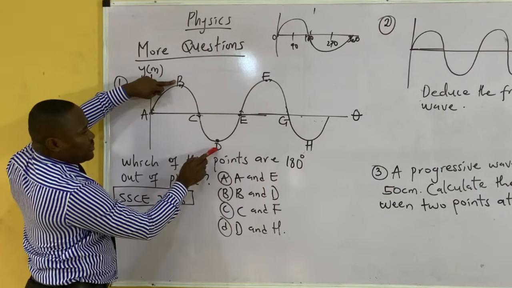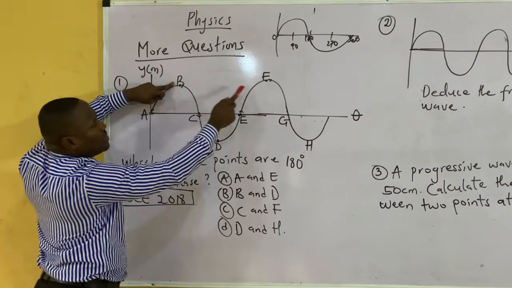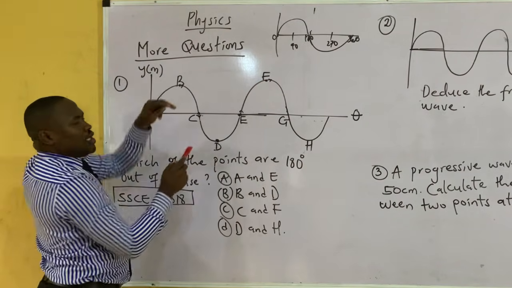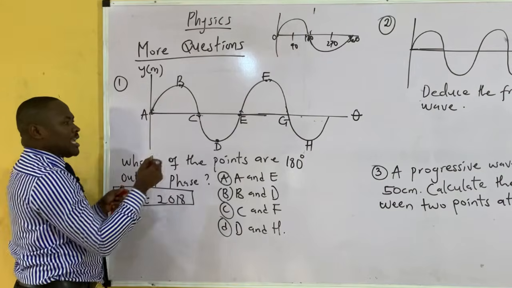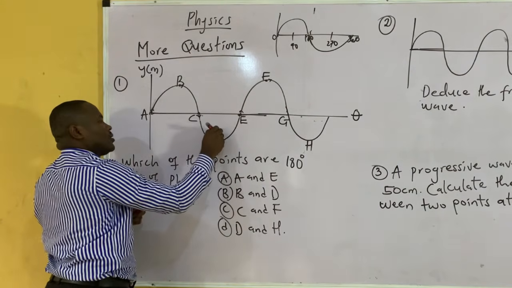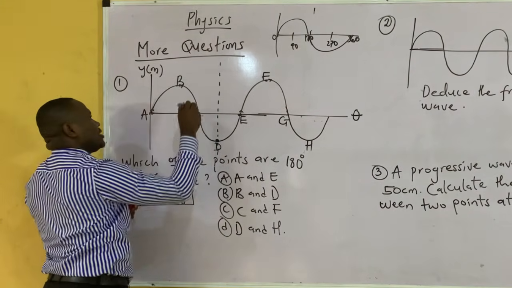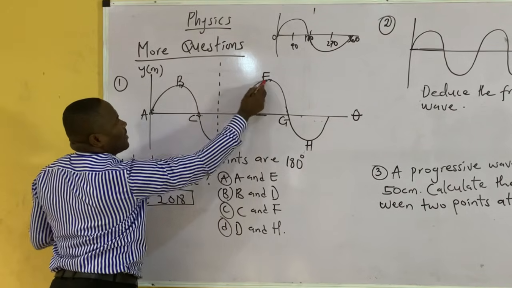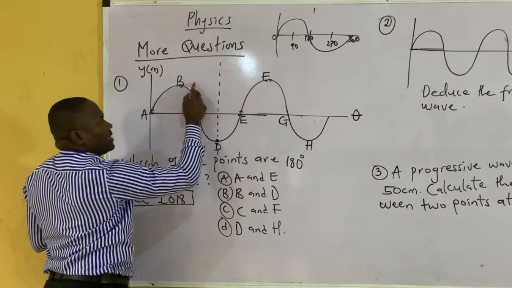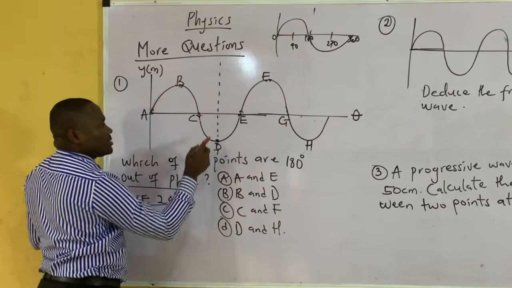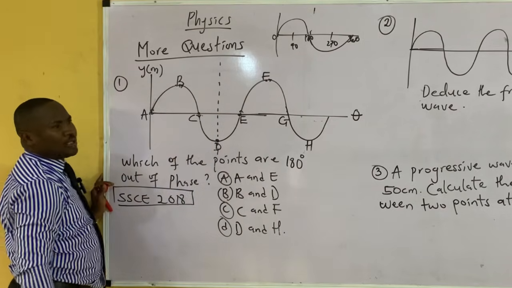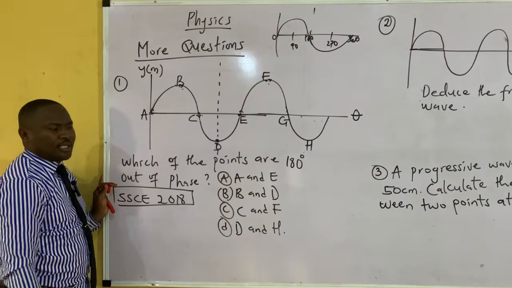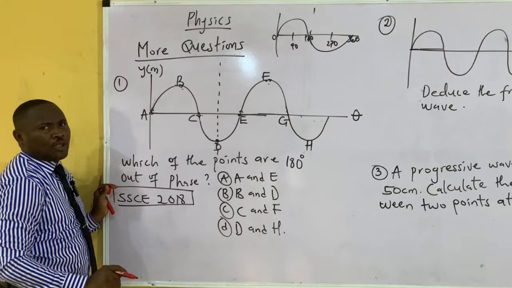There is a problem here. B ought to be in phase with F. So B to F is 360 degrees. I believe if we take a dotted line out here, you see that this is half of here to here. This is half here to here. So it means that B and D are not in phase and half of 360 degrees is 180 degrees. Let's leave option B. We know they are not in phase.